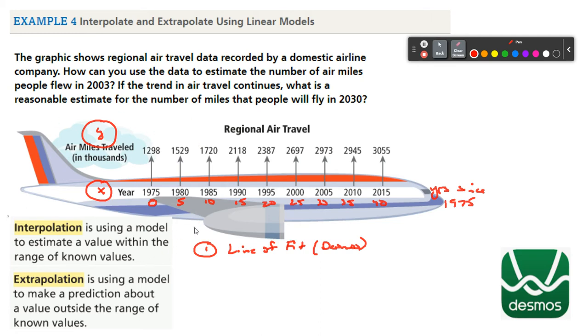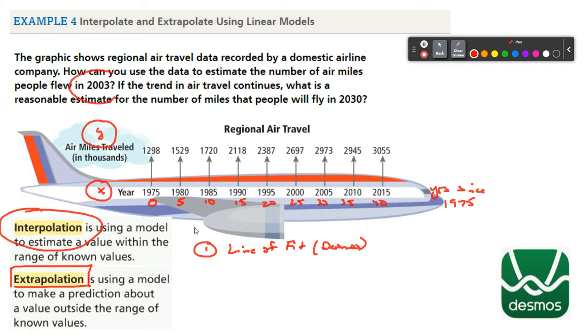Before we go, though, let's talk about these two words. The first is interpolation, which is what we're doing here. We're taking known values, and we're going to take another value, plug it in, and see what we get out as our estimation. Now, sometimes there's also something called extrapolation. Extrapolation is when you use a model to make a prediction outside the range of known values.